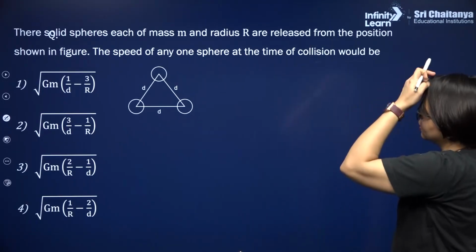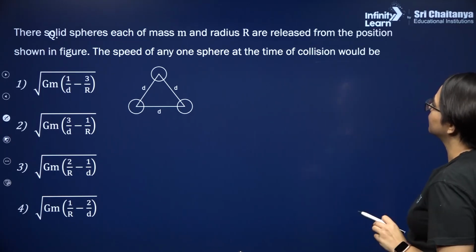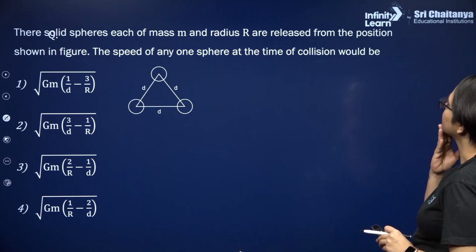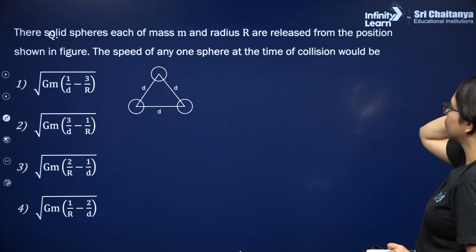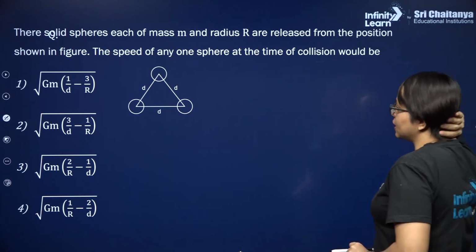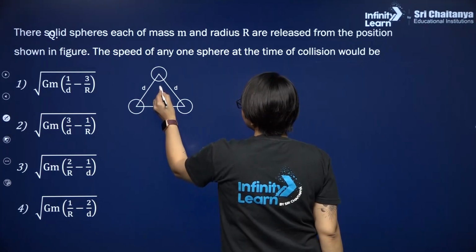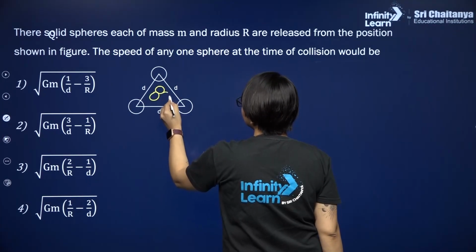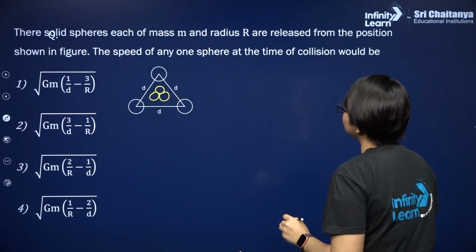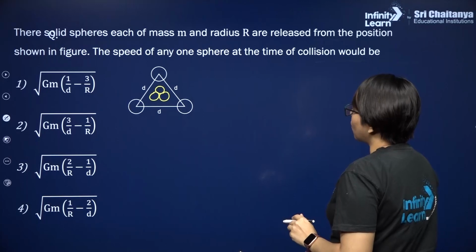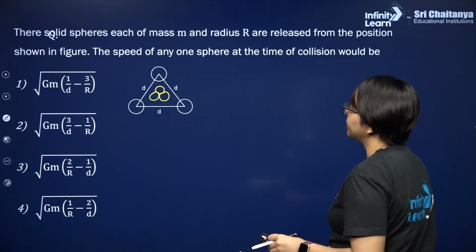Now there are 3 solid spheres, each of mass m and radius r, released from the position shown in the figure. The speed of any one sphere at the time of collision would be? So basically at the time of collision, the spheres will be here, and the speed of each sphere will be the same because all the spheres are moving under the same attraction. So the speed will be the same.